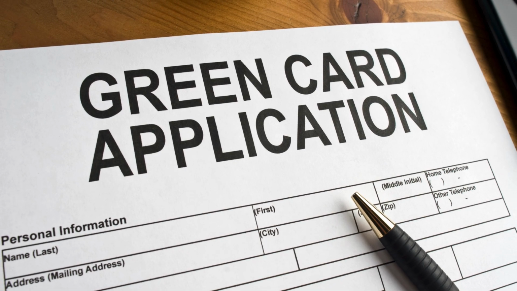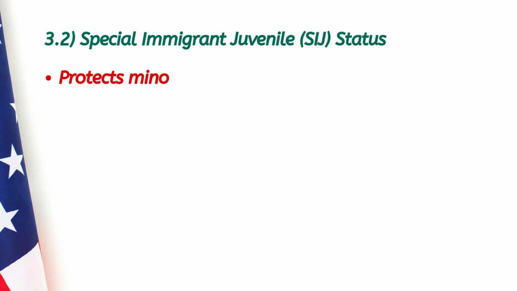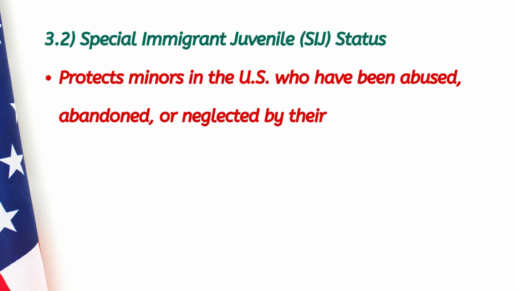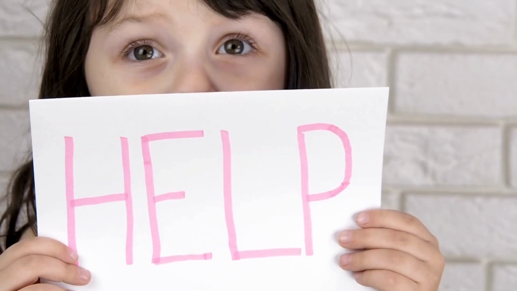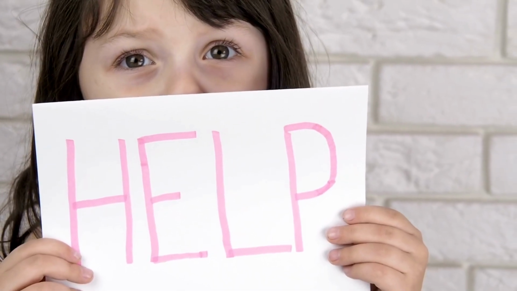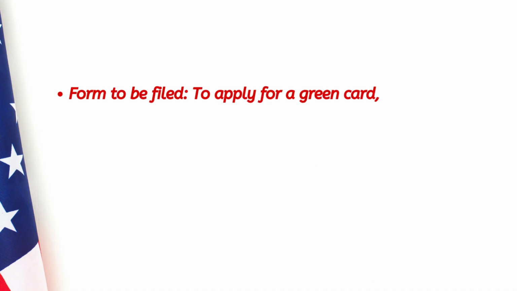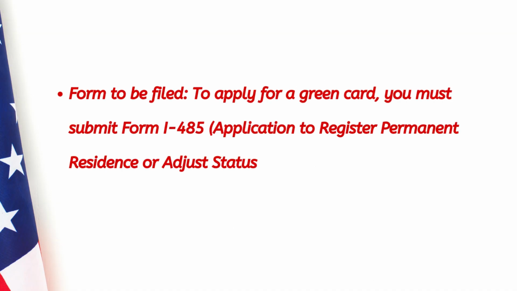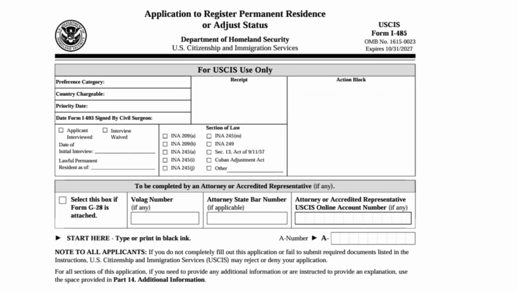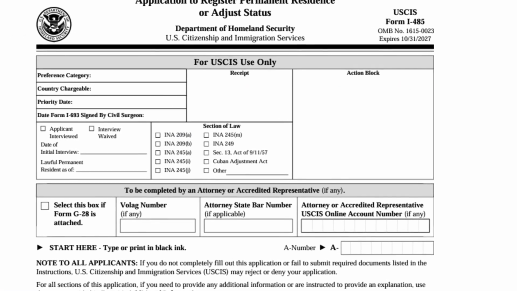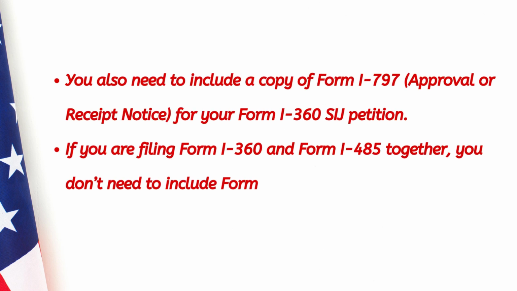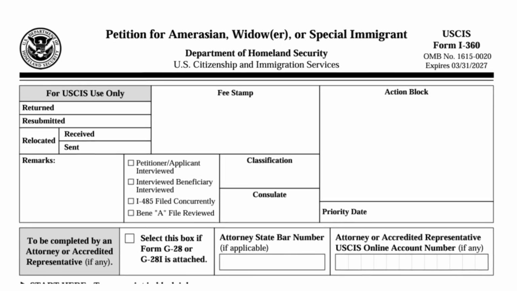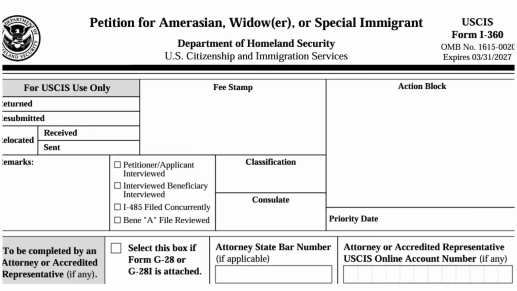Then comes Special Immigrant Juvenile. This program protects minors in the United States who have been abused, abandoned, or neglected by their parents. Once approved, they may qualify for a green card. To apply for a green card, they must submit Form I-485, that is Application to Register Permanent Residence or Adjust Status, and they also need to include a copy of Form I-797. However, if they are submitting Form I-360 and I-485 at the same time, they don't need to include Form I-797.